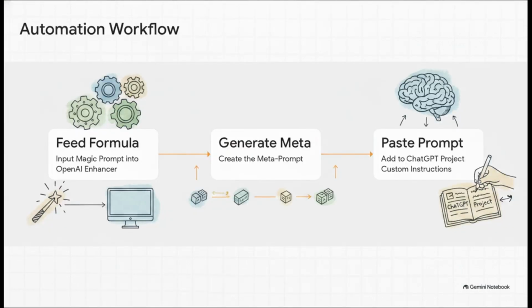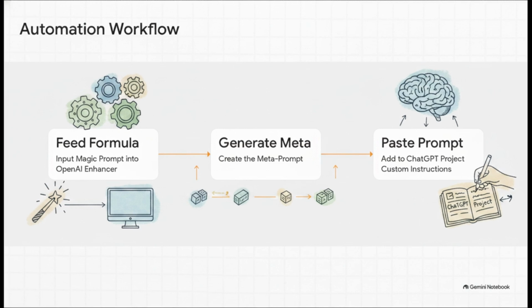And here is the exact 3-step workflow from our sources to build your own permanent automated magic prompt generator using completely free tools. Step 1, you take the magic prompt formula, role, objective, context, data, and you feed it into a developer tool, like the free OpenAI prompt enhancer. You tell the enhancer, hey, I want to build a tool that generates prompts based on this exact structure. Step 2, that tool will instantly generate a highly technical meta prompt for you.